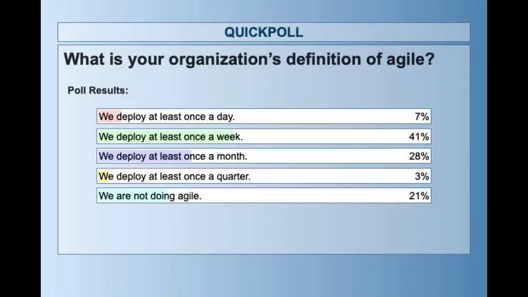And here are the results for that poll. Okay, great. So, okay, 7% deploy once a day, so they're moving along. And then deploying once a week, 41%, that's good. And then deploy once a month, 28%, all right. And then once a quarter, 3%. And then not doing Agile, interesting, okay. So either doing something else or possibly waterfall there. So, okay, interesting.